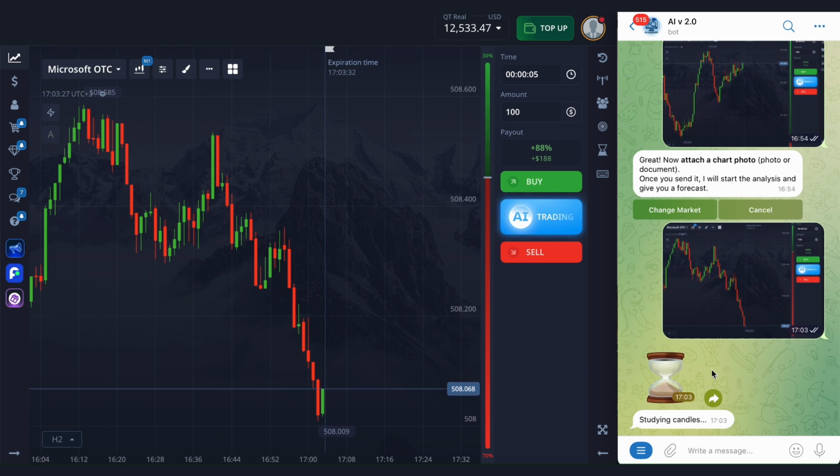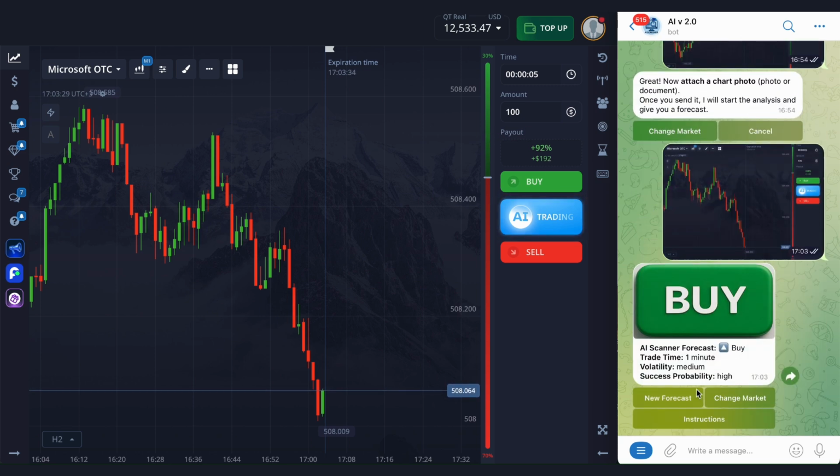Ladies and gentlemen, this is gonna be our last trade of this session. $100 on the line, and it is going to be a buy on 1 minute. Setting my timer on 1 minute and executing a buy order on this trade. We're gonna hold on tight and see how this is gonna play out after a waiting time of 60 seconds.